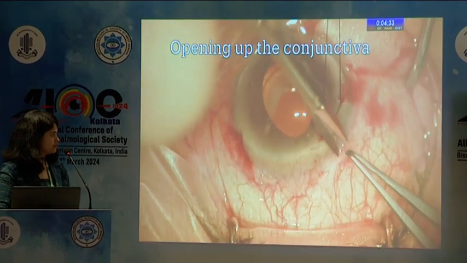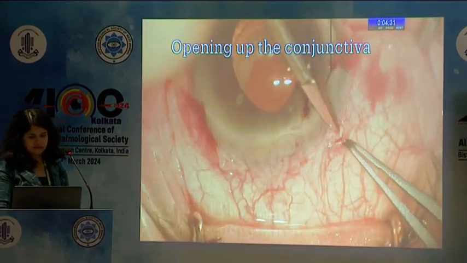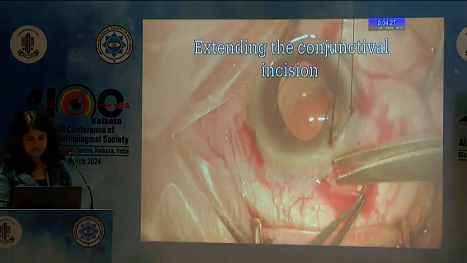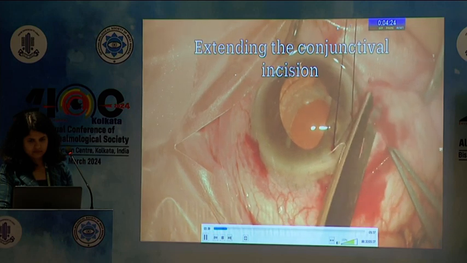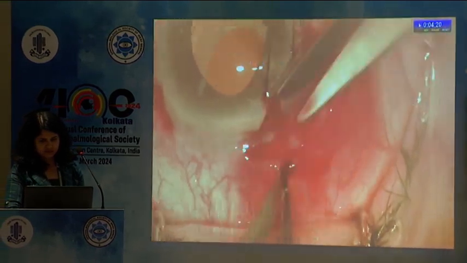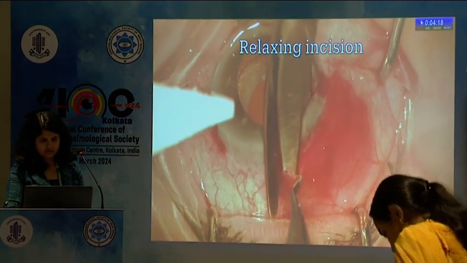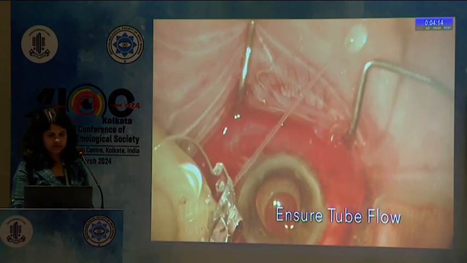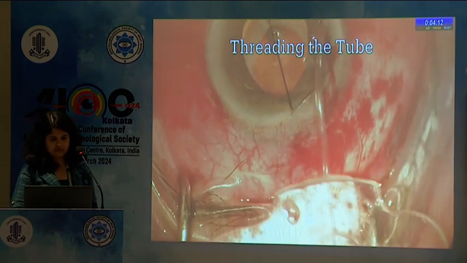We go on to make conjunctiva and Tenon's peritomy. We use Vannas scissors to open up the conjunctiva and Nobles to extend the incision. We need to release any adhesions and make an adequate pocket for the tube. Relaxing incisions are needed on either side. Flush the tube with sterile saline to ensure tube flow.